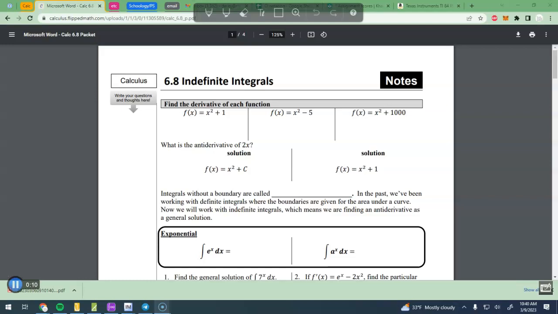So what's the derivative of x squared plus 1? 2x. What's the derivative of x squared minus 5? 2x. What's the derivative of x squared plus 1,000? 2x. So then the antiderivative of 2x could be any one of those or a billion other things, and that's why we have to put that plus c.